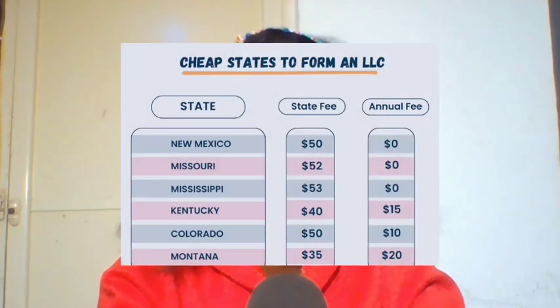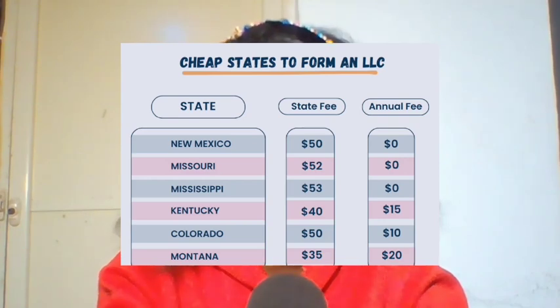But if you're a US citizen, it's necessary and recommended that you form your US company in the state where you currently live. The states on your screen right now are cheap and affordable, and you can choose any state from the list to register your US company. From the list you are going to see some states that have a $0 annual fee, meaning you just pay the state fee and there is no recurring cost from that state.